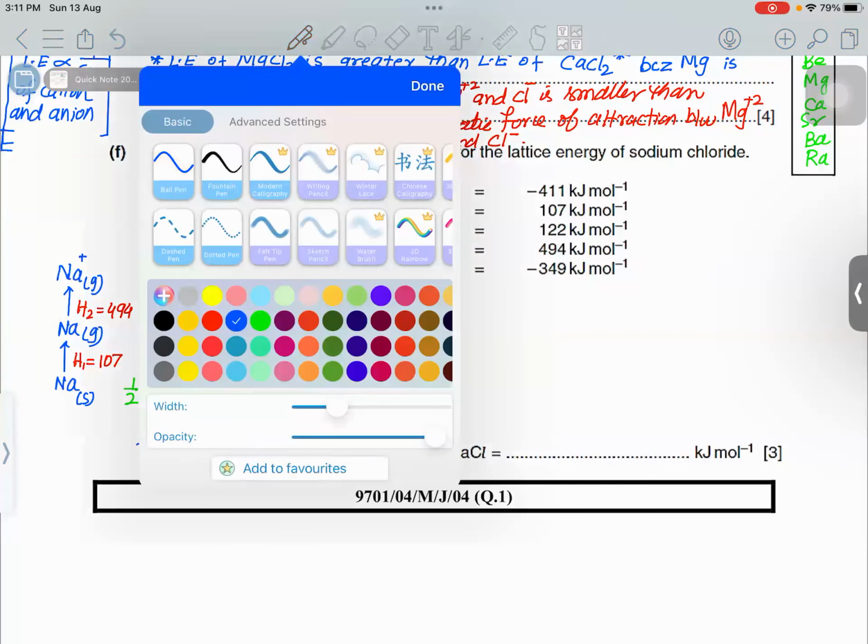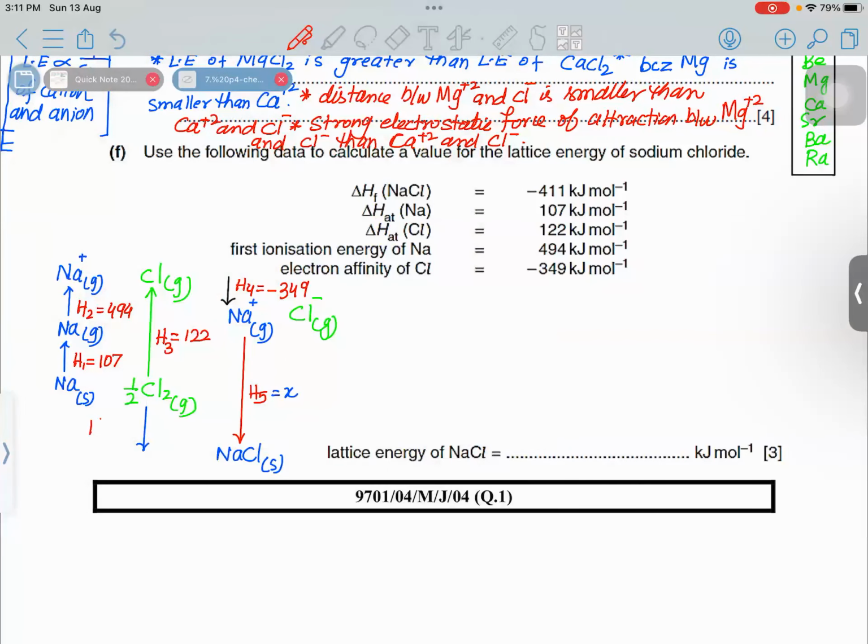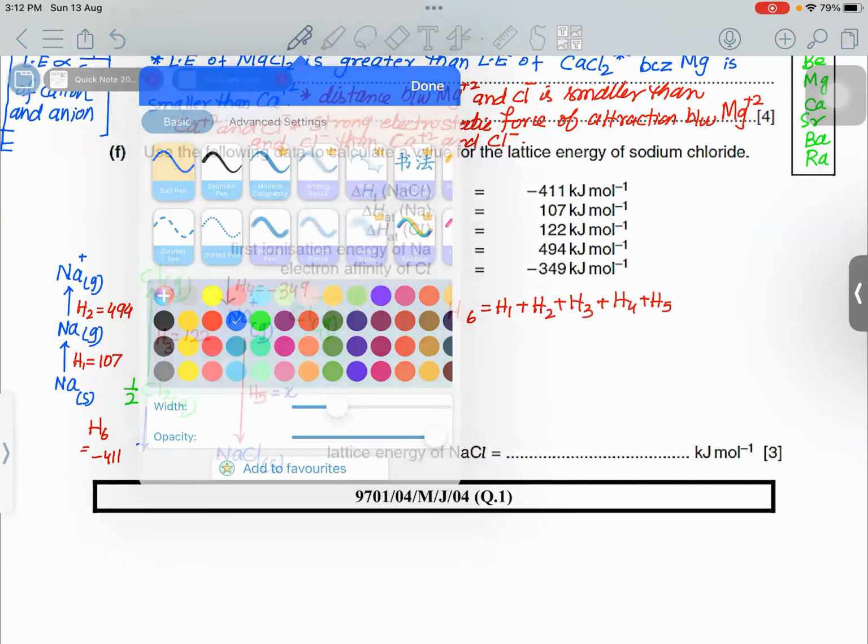Can you tell me the name of this H6? It's the formation of NaCl, and so it's minus 411. According to the formula, H6 is equal to H1 plus H2 plus H3 plus H4 plus H5. Now, can you tell me the answer?